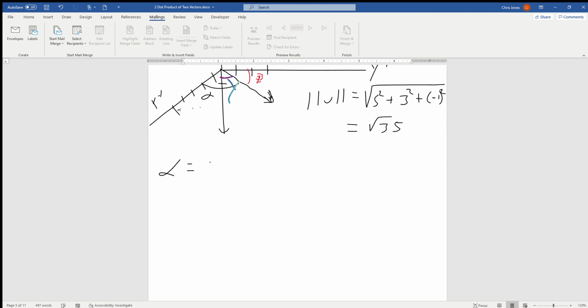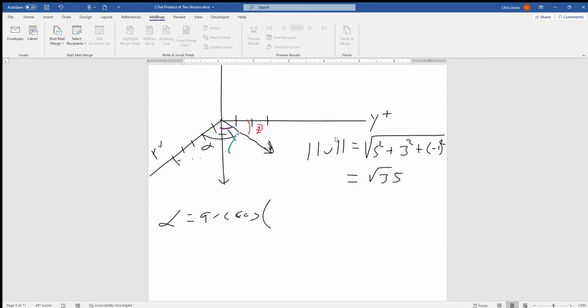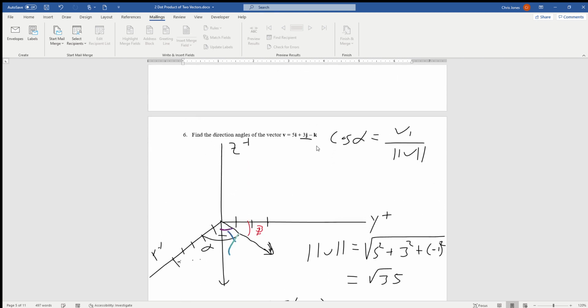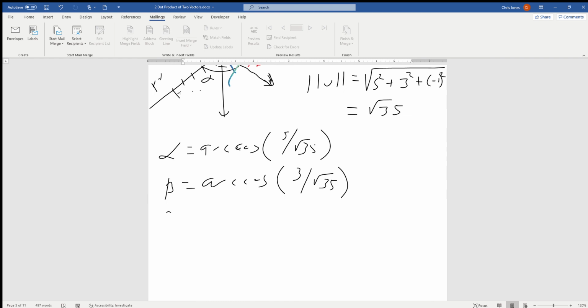So alpha is going to be the arc cos of V1, which was 5, over root 35. Beta is going to be arc cos of 3 over root 35. Right, and again, 3 is coming from right here. And the last one we're going to have is negative 1. So gamma is going to be equal to the arc cos of negative 1 over root 35. All right, now I'm going to stick these each in the calculator, so bear with me as I compute.